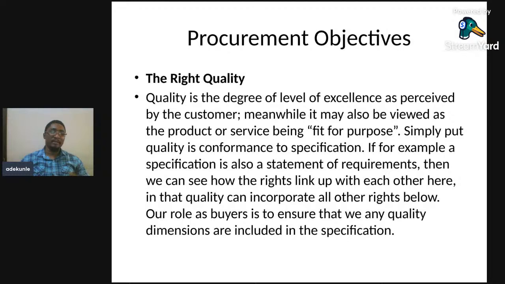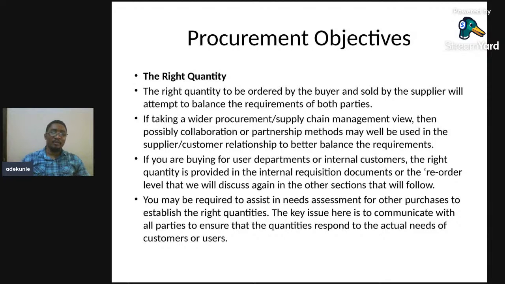And if, for example, a specification is also a statement of requirement, then we can see how the rights link up with each other and the role each person will play. The role the buyers will play to ensure that the right quality is gotten, and of course, is fed into the organization's production or transformation chain. Of course, remember, quality is the degree of level of excellence as perceived by the customer.